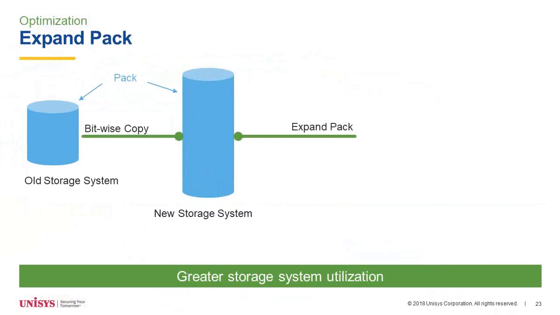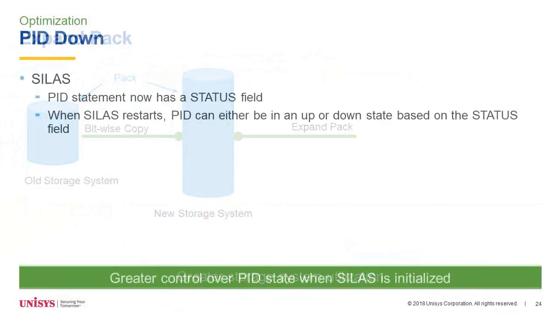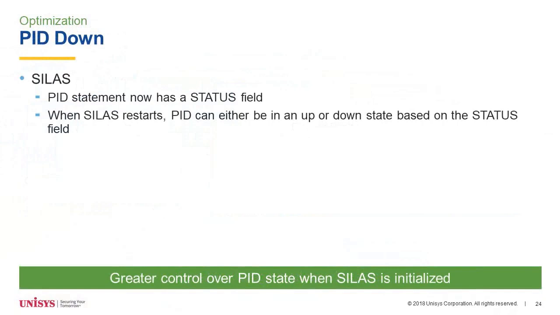In keeping with our theme of today, I'd like to introduce yet another client-requested feature we delivered with Release 18 to optimize the OS 2200. Silas has added a new field to the PID statement, which allows administrators to configure PIDs in an initially down state. This is quite useful if you want to restrict access to Silas when it's initialized. Admins can now configure all or some PIDs to be initially down and must manually up those PIDs by command before they can be used again.